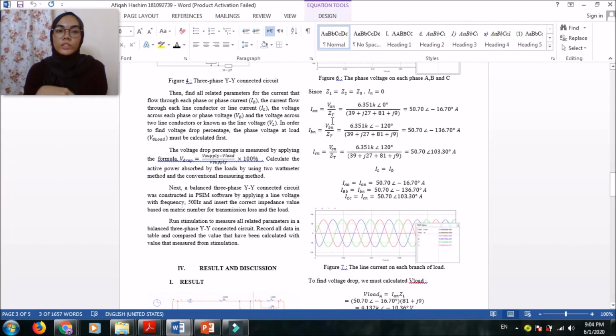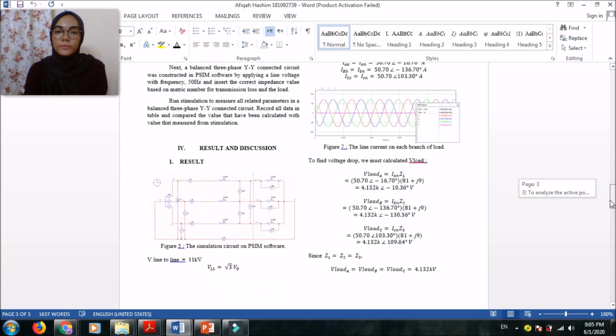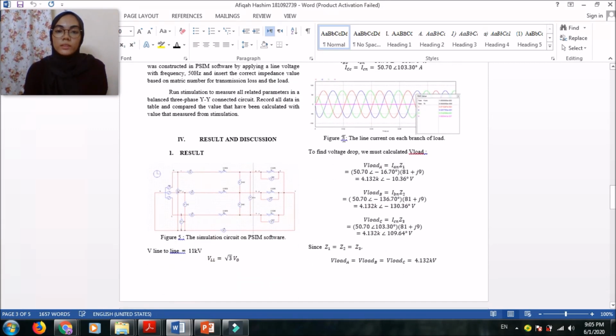So if we want to get the line current, we need to use this formula. The line current and the phase current are the same. Figure 7 shows the line current on each branch of load.